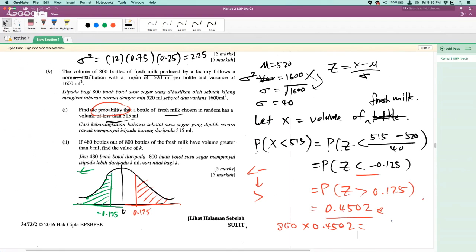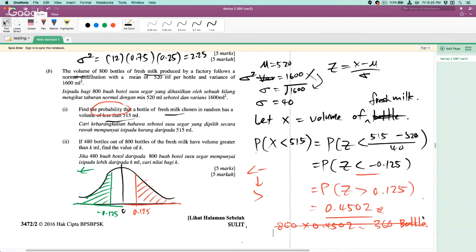So in this case, if I want to find that, I will actually get 360 bottles that have volume less than 515. But in this case, they actually ask you for probability, so you don't need to do this. I'm just telling you the question does not necessarily ask you to find probability, so you must be very careful.